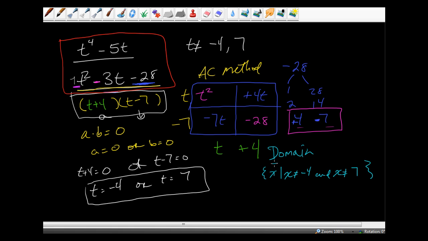So as for the domain, the set of possible x values that can satisfy this equation and generate a range, so this will be equal to some y, right? Y is going to be t to the 4th minus 5t all over t squared minus 3t minus 28. T, oops, I put x. Silly. Nobody caught that. T can be any number in the world except negative 4 and 7.